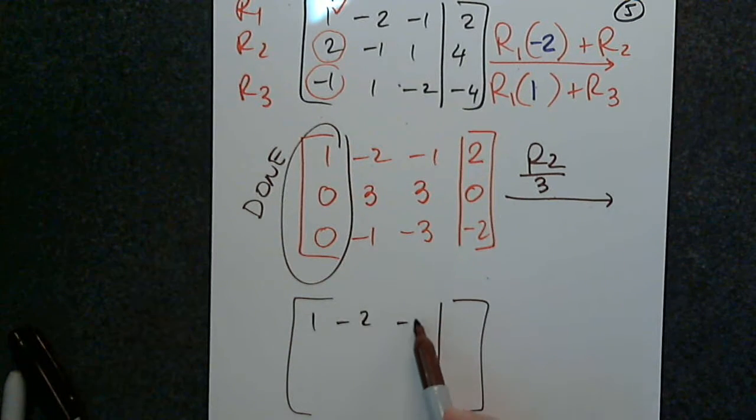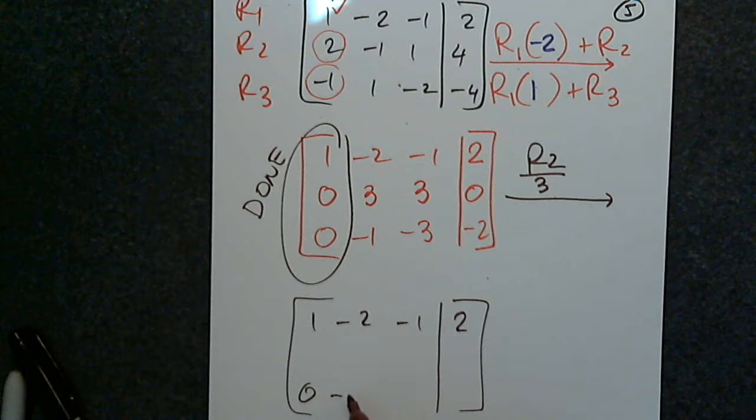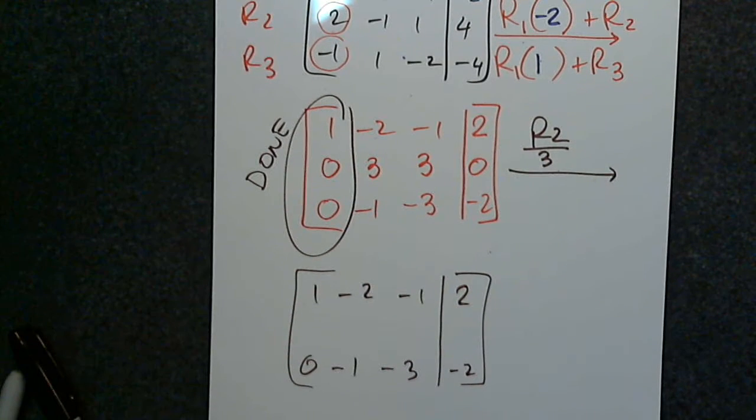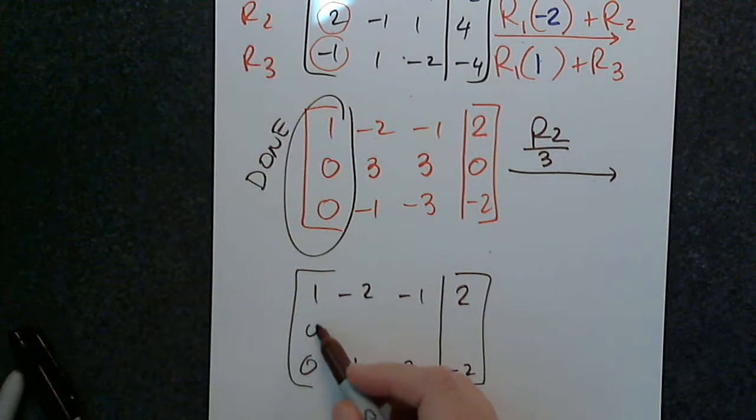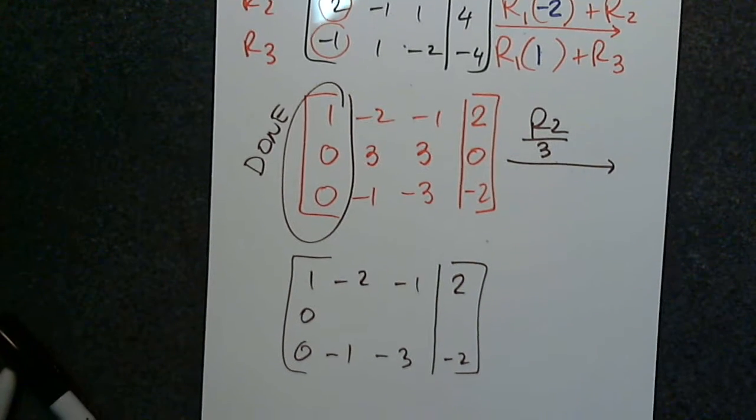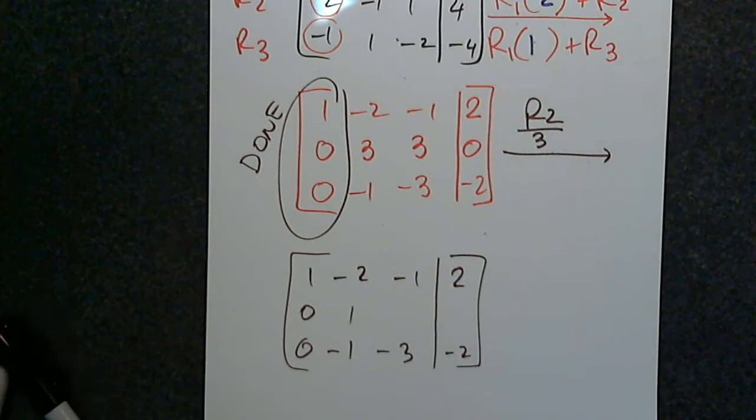Copy the first row. Copy the third row. They're not changing right now. And please tell me what to write instead of row 2. Anyone? 0? I mean, we all know how to divide 3 by 3. I have no doubt. 1.